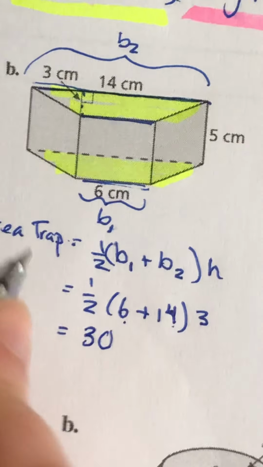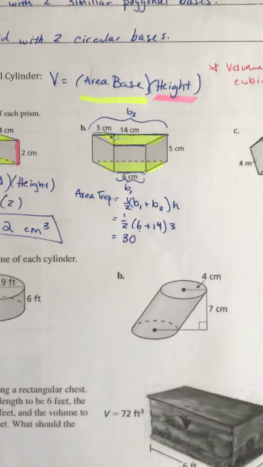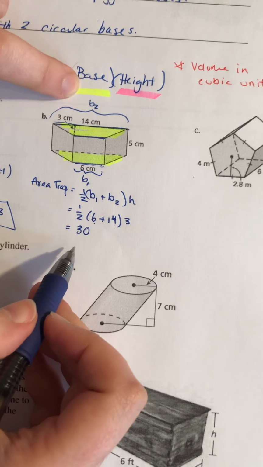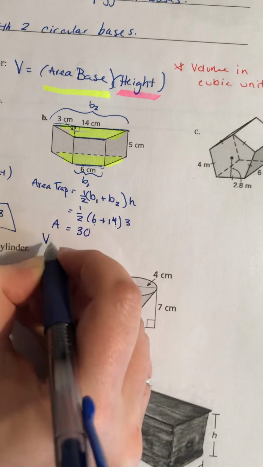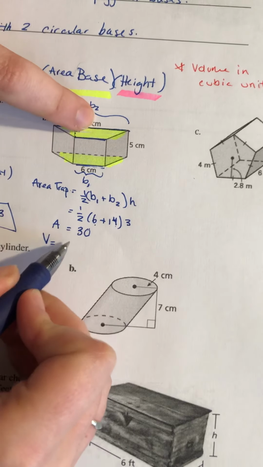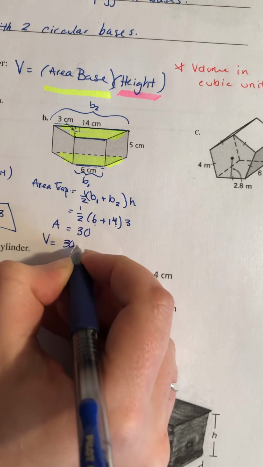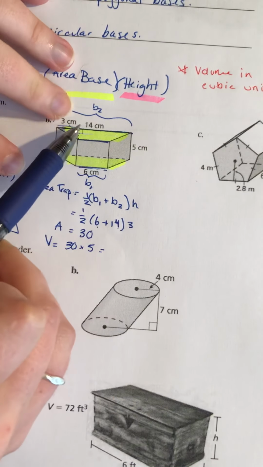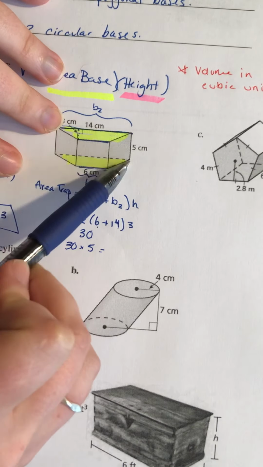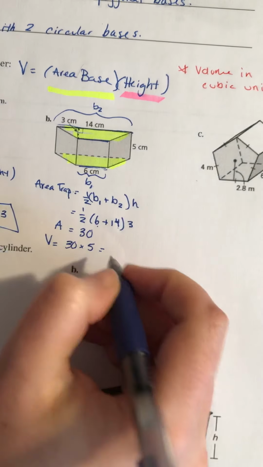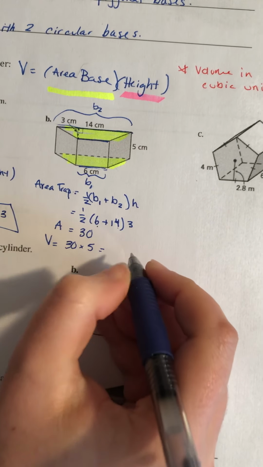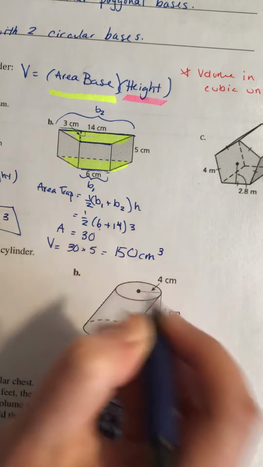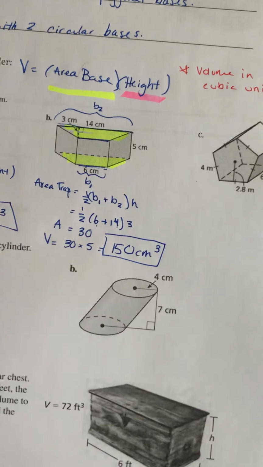So the area of the trapezoid is 30 centimeters squared, but remember volume is the area times the height. So the volume is going to be 30 times the height, which is 5. So remember, those heights are different. We have the height of the trapezoid, and then we have the height of the actual prism. So you want to keep in mind which one you're doing at a time. So 30 times 5 is 150. We're actually still in centimeters like the last one. 150 centimeters cubed.